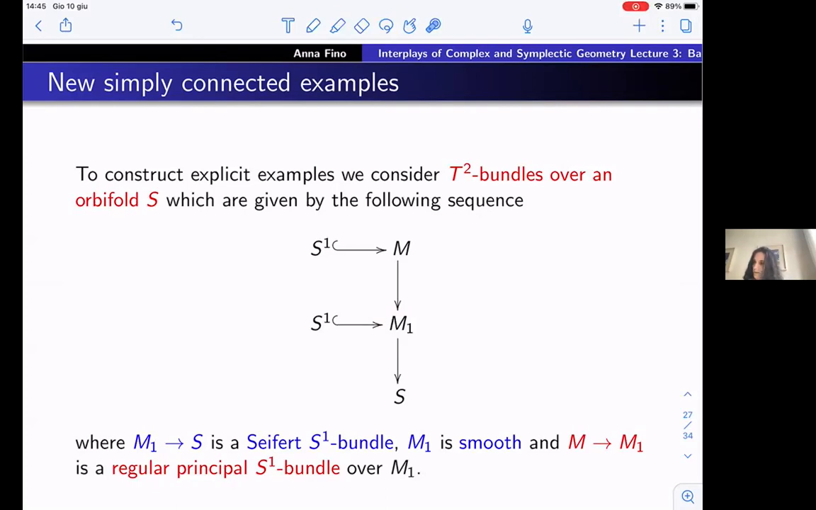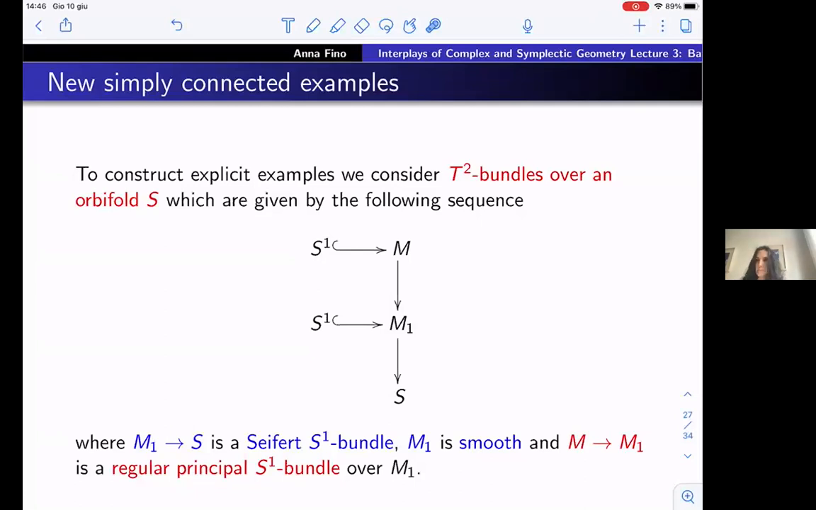So we get something with fiber S1. Here we have a smooth manifold, so we just take a regular principal S1 bundle over M1. The way we construct the solution is starting from our S, at the end to have a T2 bundle over our orbifold, which is smooth.